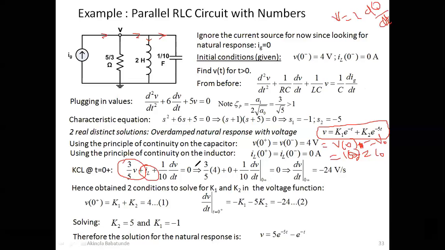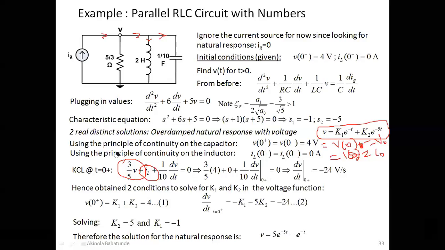Then the current passing through the 2 henry inductor is IL. The current through the capacitor is going to be C dV/dt. So current passing through the resistor is 3 over 5 V, current passing through the inductor will be IL, so you have IL here, and the current passing through the capacitor will be C dV/dt. C is equal to 1 over 10, dV/dt, and that will be equal to 0 because the current source here is 0.